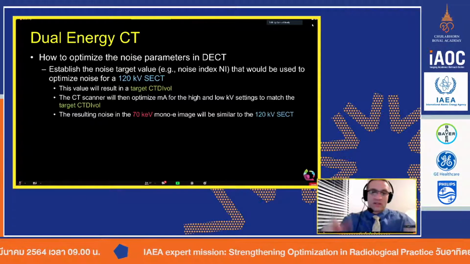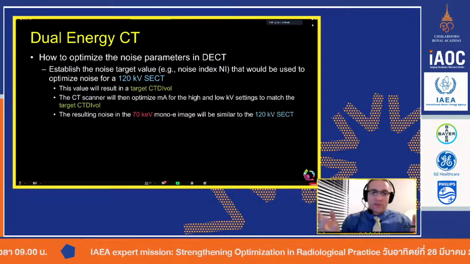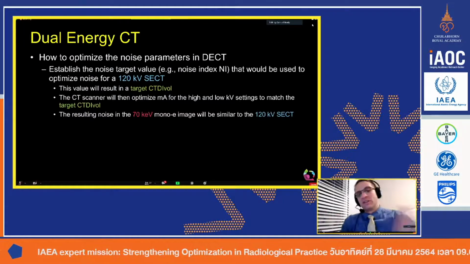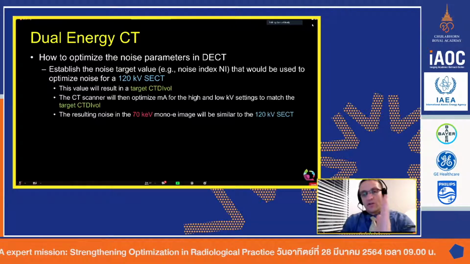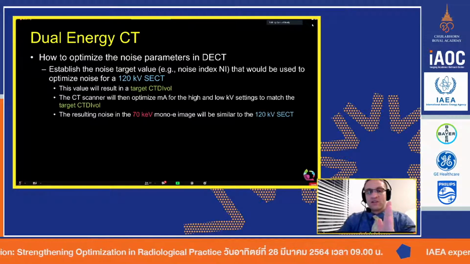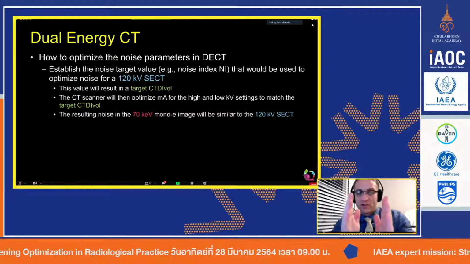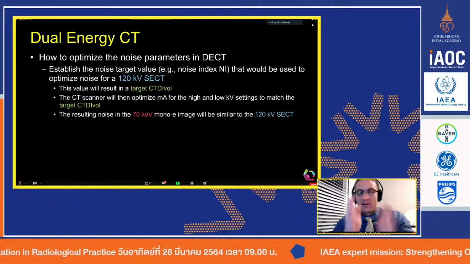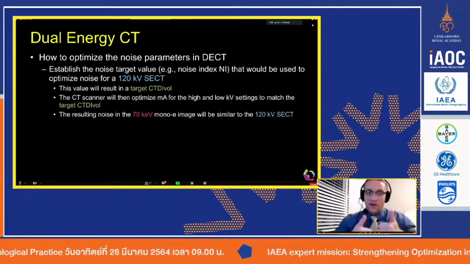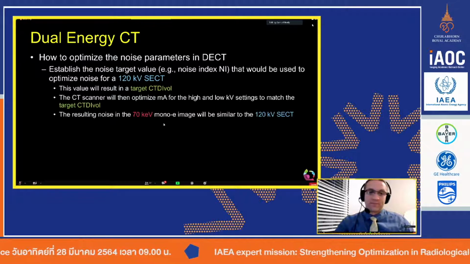If you image, for example, a phantom or something, what you want to immediately do is look at your 70 keV mono E image and compare it to an image that you acquire with 120 kV single energy. If the noises are the same, then you've actually optimized it appropriately.